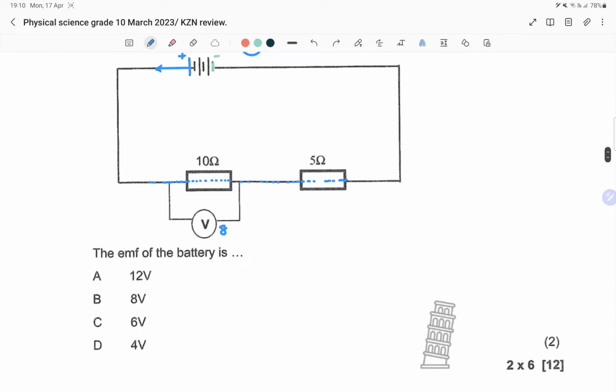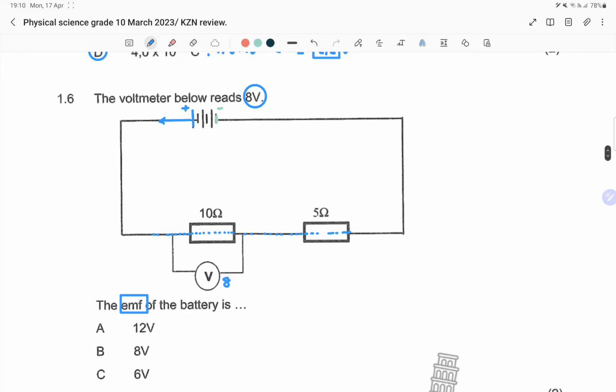Not a problem. Now the question says the EMF of the battery is, now EMF, which is the electromotive force, or the force that moves a charge across a circuit, is what? Now in our diagram we don't see any indication of the so-called internal resistance, and by the way, for your level you don't talk of internal resistance, so we're talking about the terminal voltage, right, which is the voltage across the terminals of the battery when the current is passing through the circuit. That we assume to be the EMF. So what we want is the total. Now how do we start?